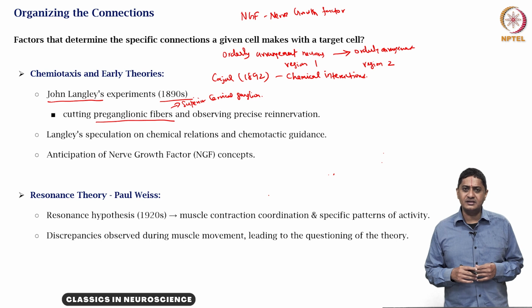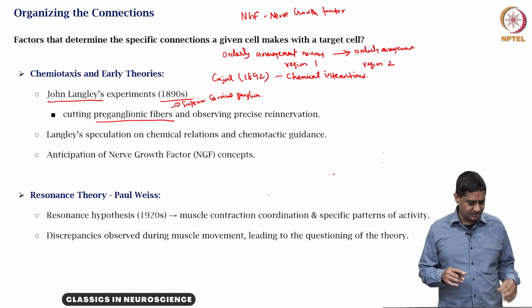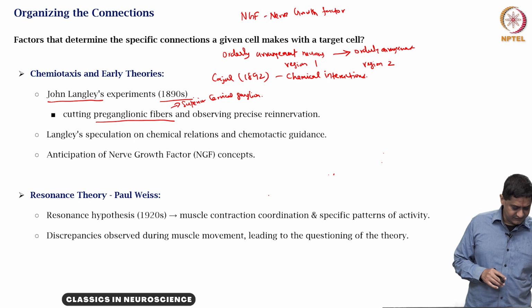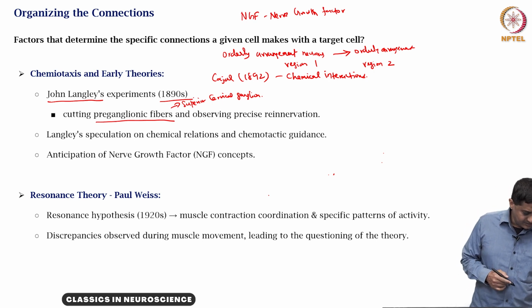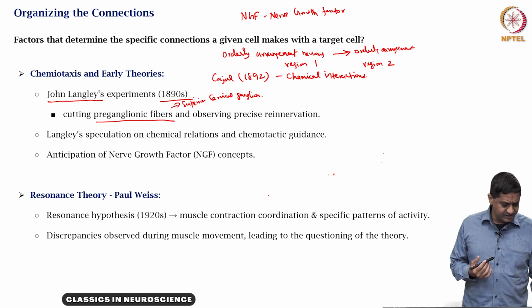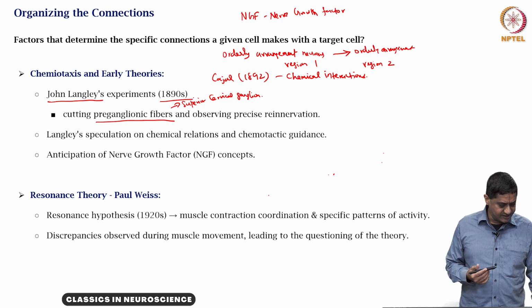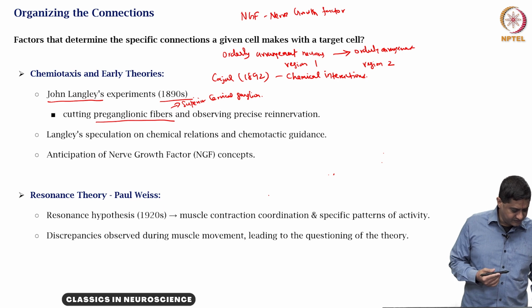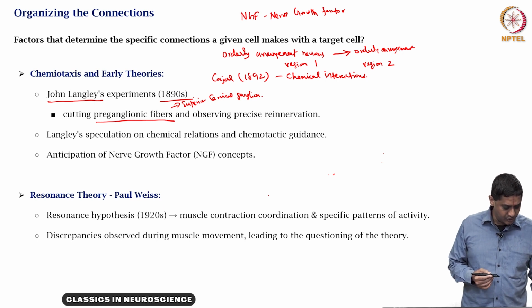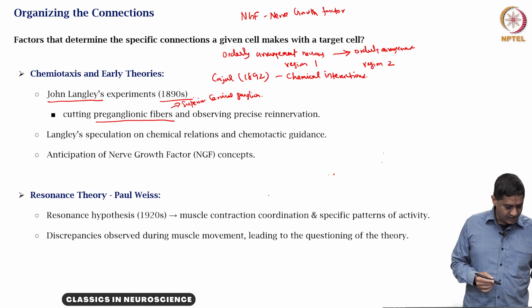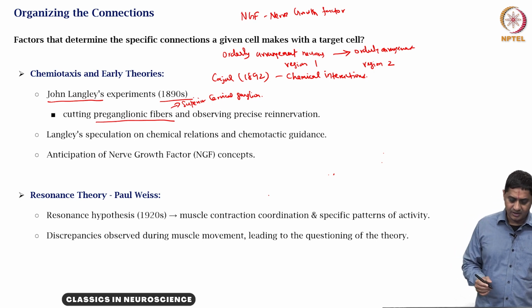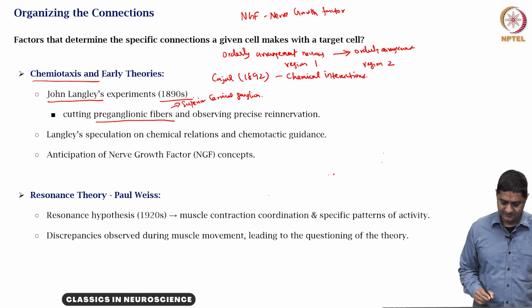This led him to speculate. I am going to read from the exact text from Langley's material. "There is some special chemical relation between each class of nerve fiber and each class of nerve cell, which induces each fiber to grow towards a cell of its own class and there to form its terminal branches. At bottom then the phenomenon would be a chemiotactic one." This idea came to be called the idea of chemiotaxis.